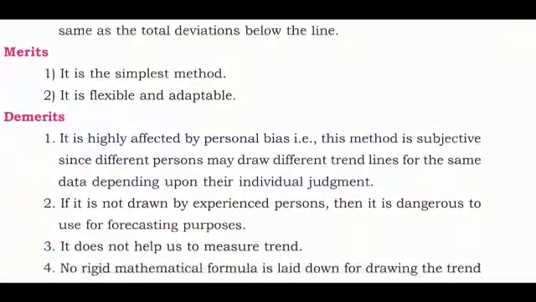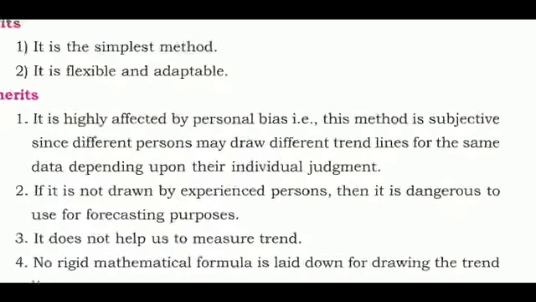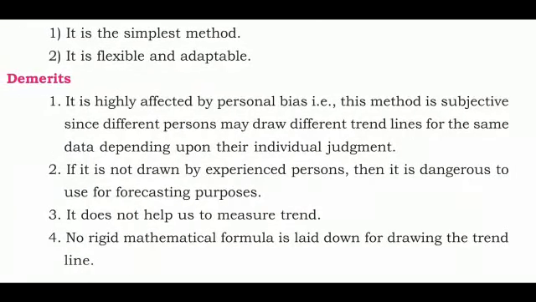Now let us check the merits and demerits. The merit is that it is the simplest method. It is flexible and adaptable. Flexible means it is very easy and convenient. It is based on the person who is drawing it, so it is biased. And what are the demerits here? It is highly affected by personal bias. Highly affected by personal bias means, obviously, if your diagram is not good, your result will change. So it will change from person to person.